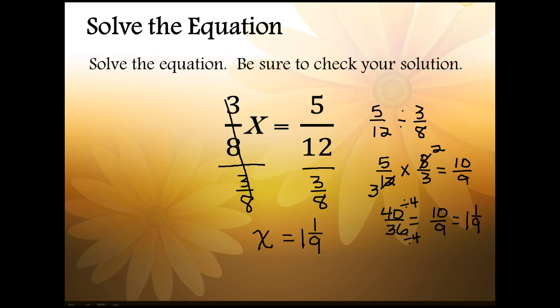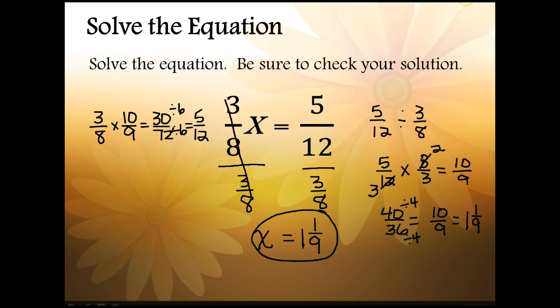To check, we would have 3/8 times 1 and 1/9, which is 10/9. When we multiply, we get 30 over 72, and if we divide both the top and the bottom by 6, we end up with 5 over 12. We also could have cross-canceled here.